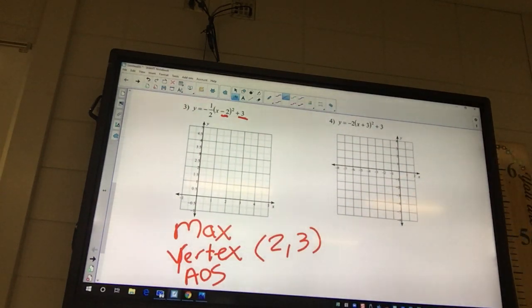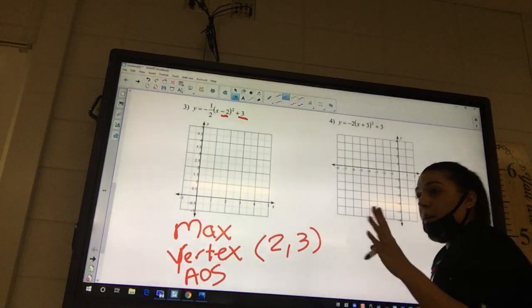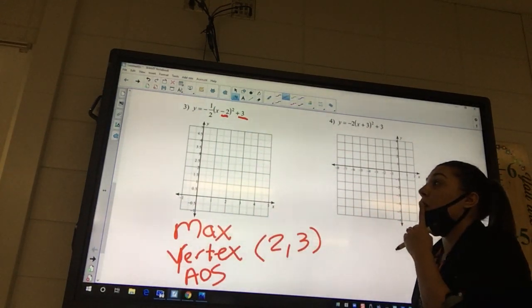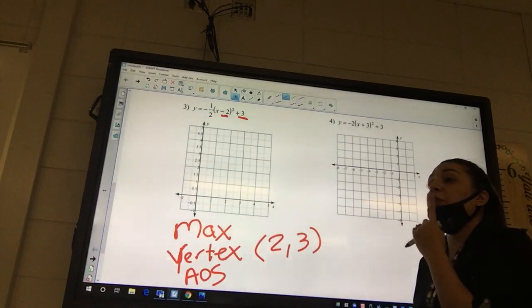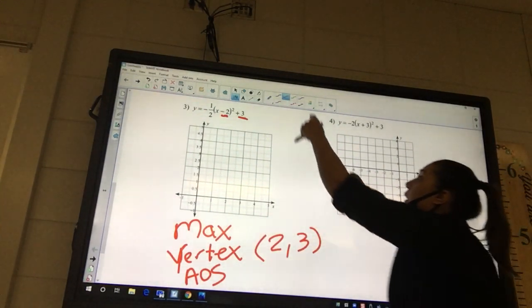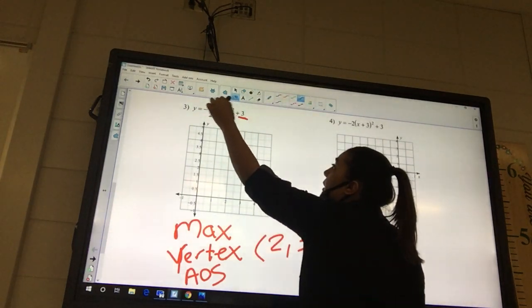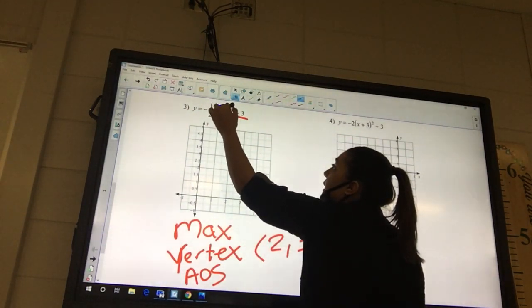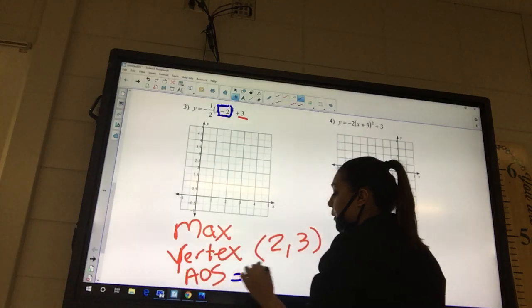What's our axis of symmetry? 2. Where do we find that axis of symmetry from? The inside of the parentheses, and we do the opposite. So it says -2 right here, so it's really just gonna be +2.